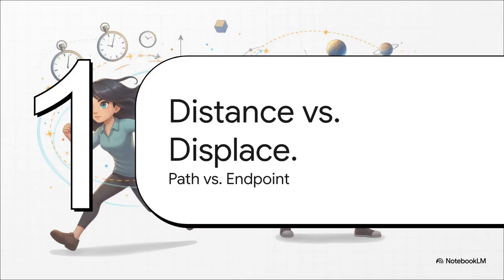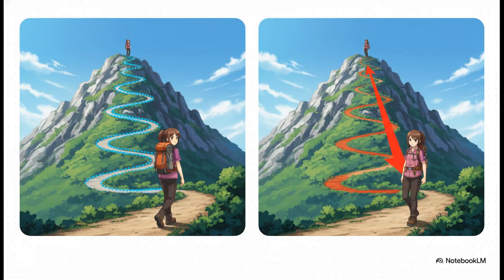Now, let's build on that with our next idea. We're going to look at two terms that can really trip people up at first, but trust me, the difference is super clear once you see it. Okay, so distance is the total ground you covered. Think of it like the step counter on your watch. It just adds up every single step. Displacement, on the other hand, is way simpler. It's just the straight line change from where you started to where you ended up. It doesn't care about the wiggly path you took to get there.